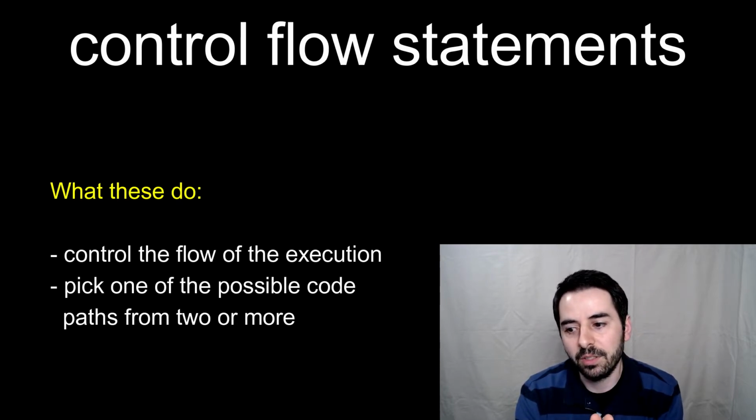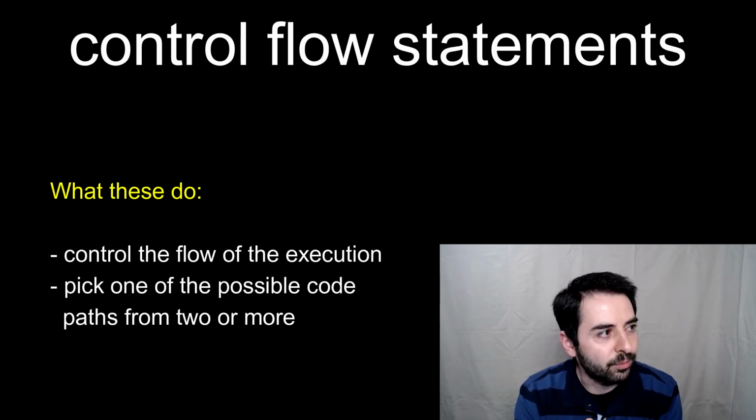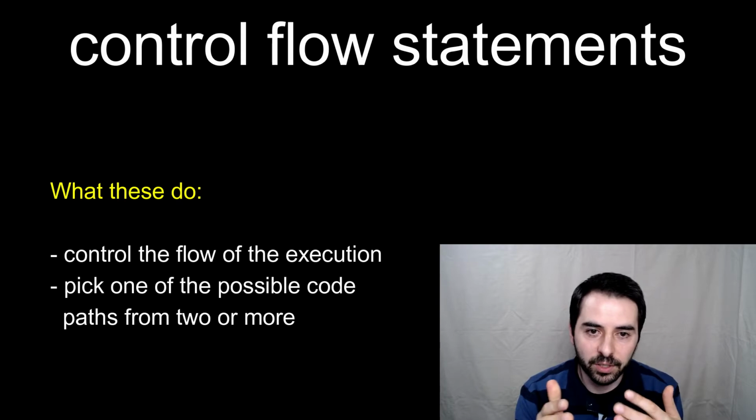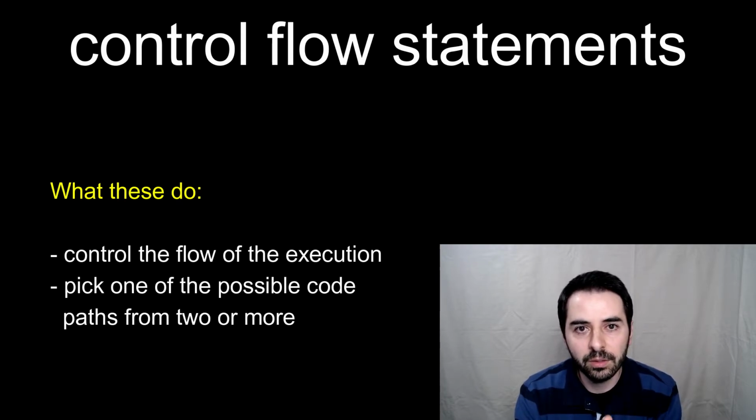And these are basically the statements that allow the program to choose which path to follow. If there is more than one path in the code to go forward with, control flow statements will help with picking one of them.